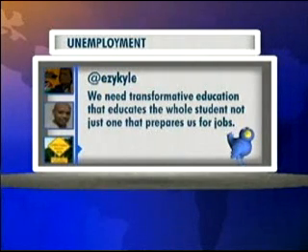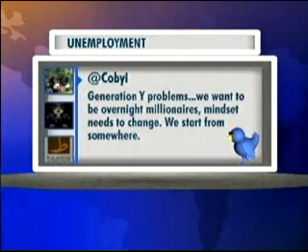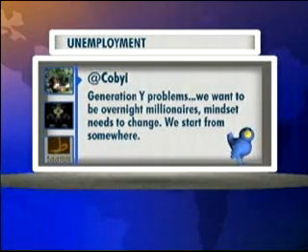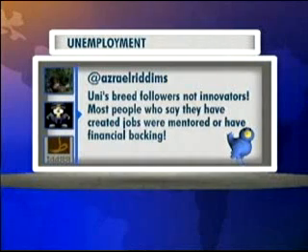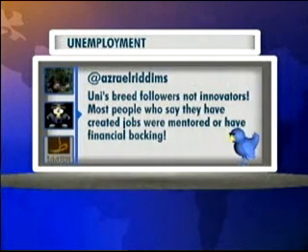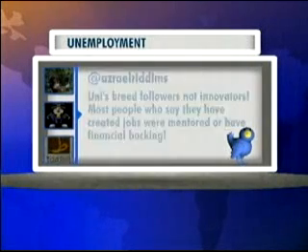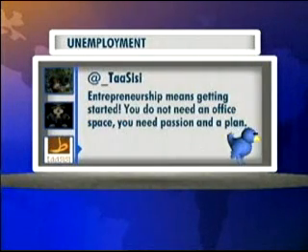I think Hussein can step in at this point and read some of the tweets that we have. Right. At Kobe says, Generation Y problems. We want to be overnight millionaires. The mindset needs to change. We start from somewhere. And at Azrael Redeems, unis, that is universities, breed followers, not innovators. Most people who say they have created jobs were mentored or have financial backing. And at Tarsisi says, entrepreneurship means getting started. You do not need an office space. You need passion and a plan.